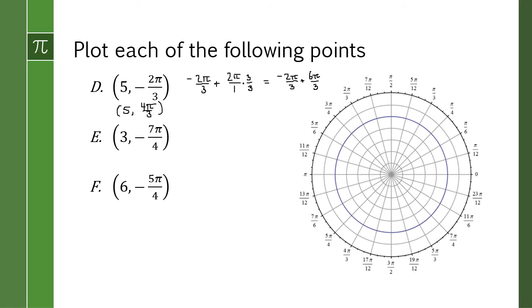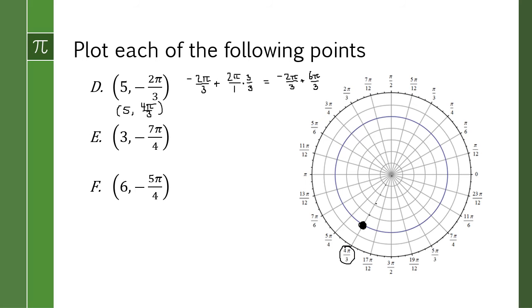And 4 pi over 3 is an angle that I should be able to find on my grid here. 4 pi over 3, sure enough, it's right down there. So I'm going to be going in the direction 4 pi over 3, and I have a radius or a distance of 5. So I would start at the origin and go 1, 2, 3, 4, 5. There's my point. 5 units away from the center at an angle of 4 pi over 3.